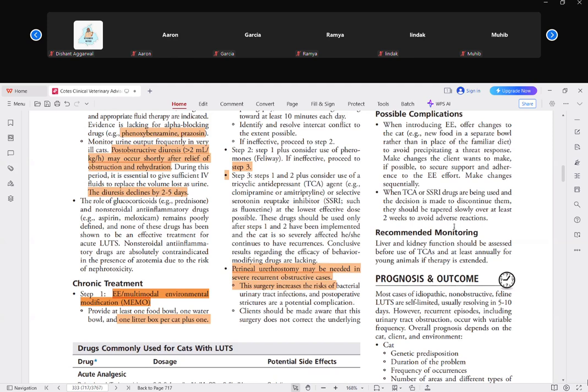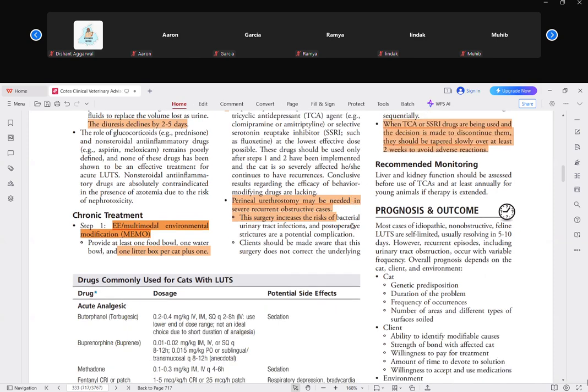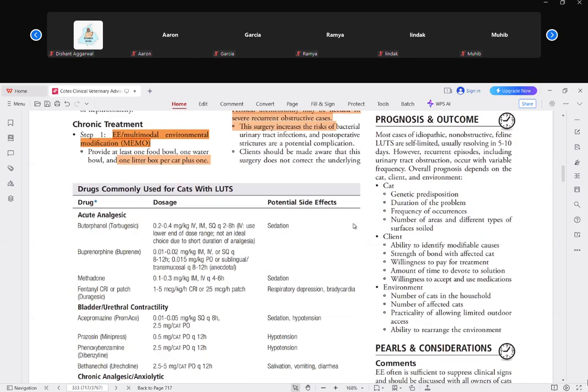And if you are using an SSRI, you must never discontinue any kind of SSRI at once in the animal. Okay, so just remember that you have to give it for at least 2 weeks, and then you have to taper it over 4 weeks. Okay, that's very much important. Okay. For the prognosis, the most common cause of FLUTD is idiopathic, and it's self-limiting.